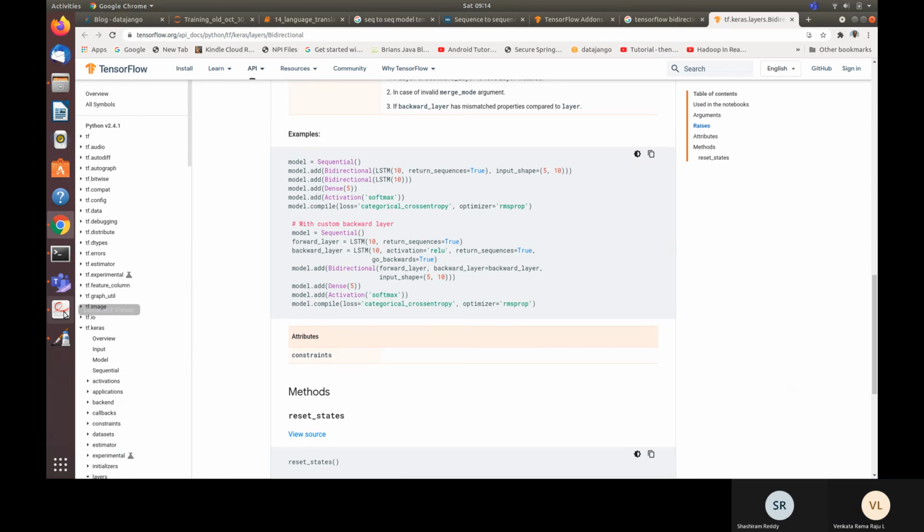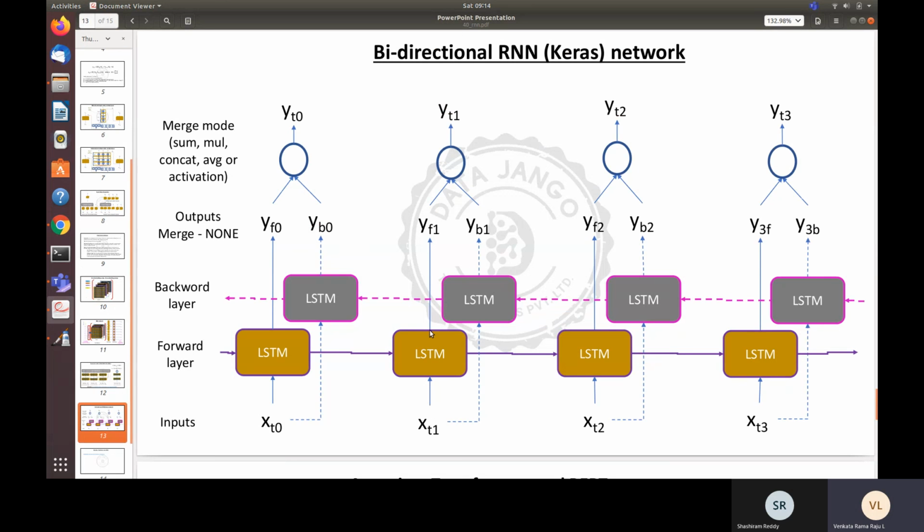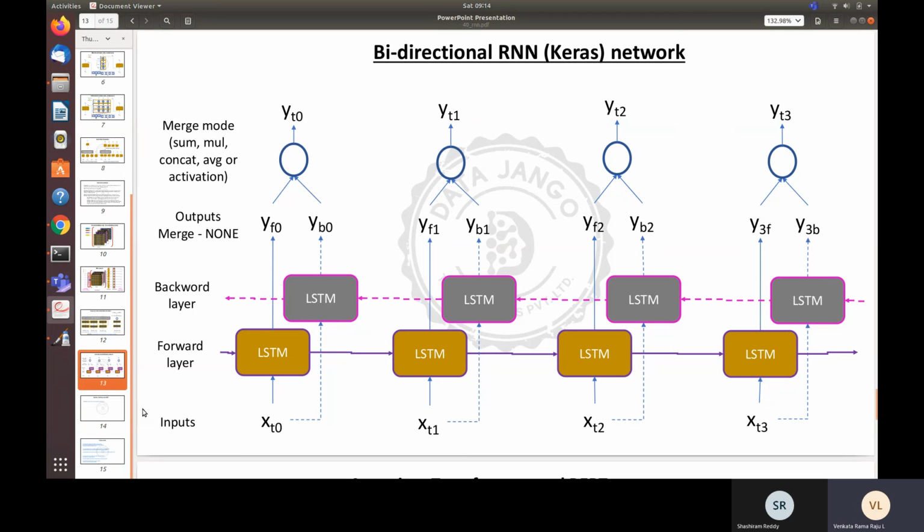got it? Theory you got it, right? How is it working? Where it will help? Shishram. Yes, yes.